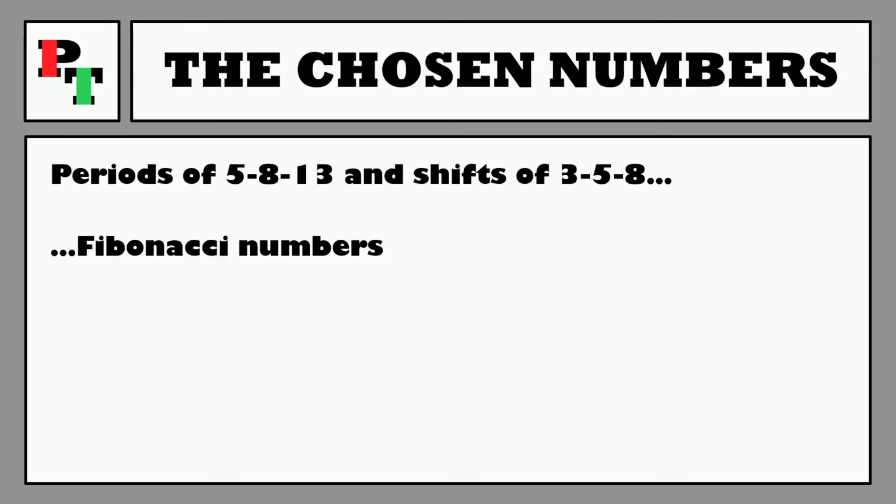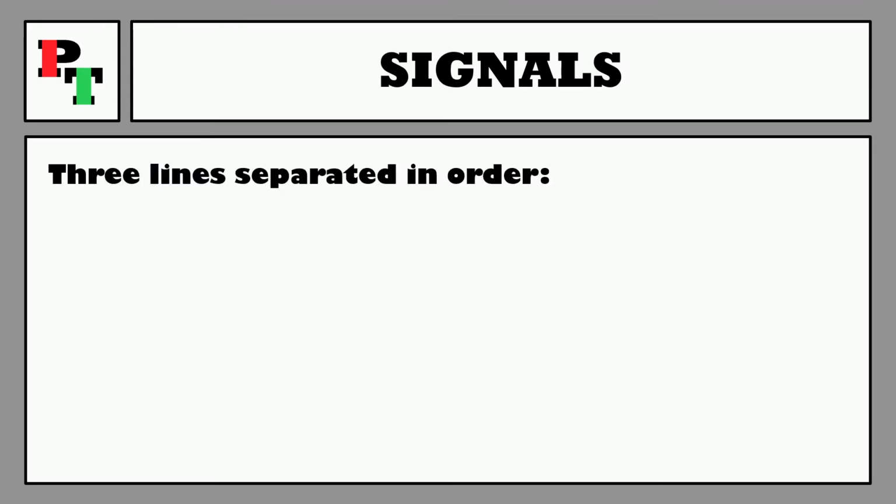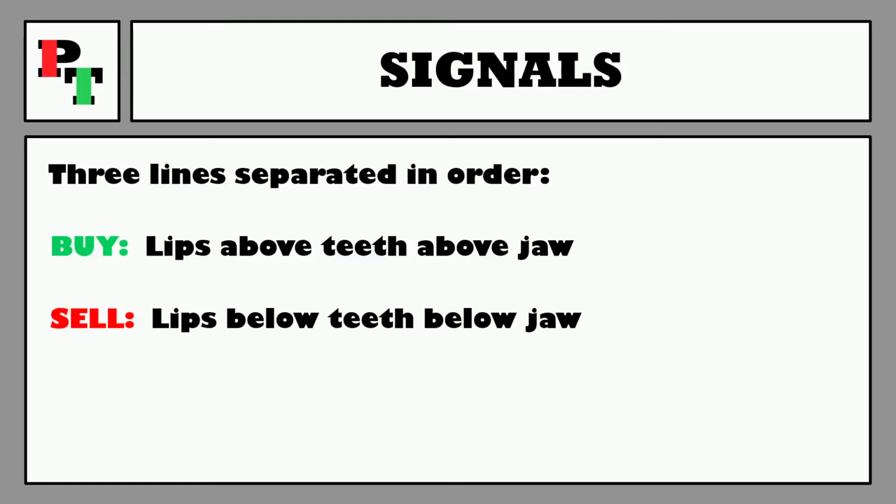Okay, let's move on to the entry signals that we're getting from the alligator indicator. Now, there are a lot of signals that moving averages will give you in general, but here we are just going to stick with the one default alligator indicator signal. And it is simple. As we've said, it's when the alligator is awake and those lines are separated and parallel. So for a buy trade, you've got the lips above the teeth, which are above the jaw, and for a sell trade, you've got the lips below the teeth, which are below the jaw.